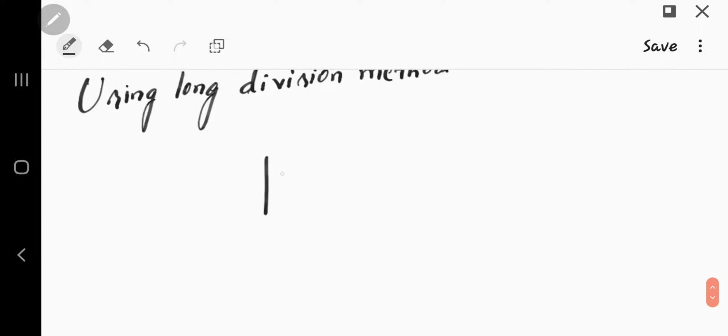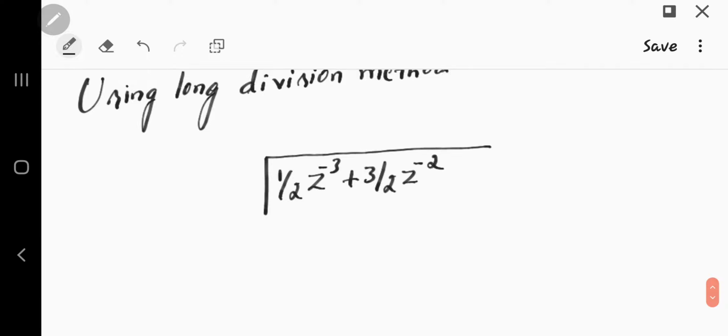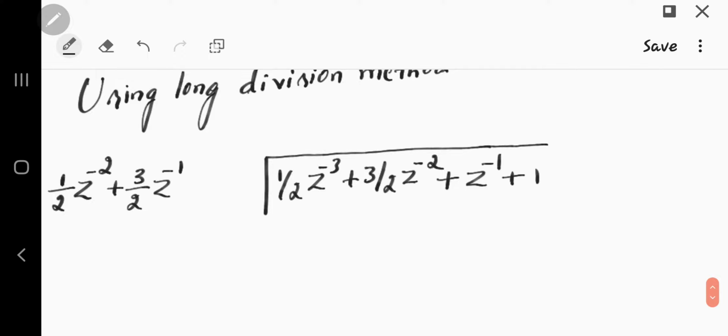again write the numerator and denominator in the reverse order, highest to lowest. 1 by 2 z power minus 3 plus 3 by 2 z power minus 2 plus z inverse plus 1. So this is the numerator. So same is for denominator, 1 by 2 z power minus 2 plus 3 by 2 z inverse plus 1. Okay.